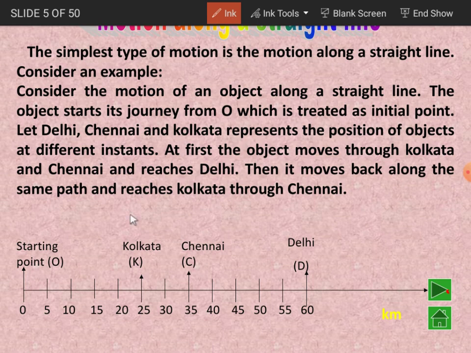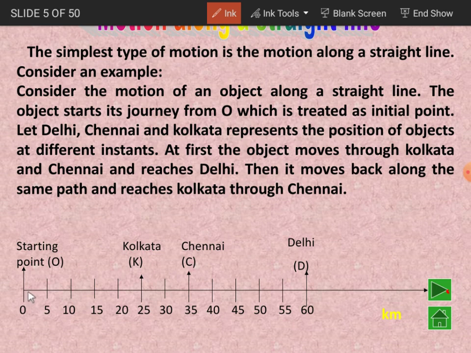Consider an object moving along a straight line, that means from left to right, and this mark 0 kilometer is the starting point, which will be denoted by O, and every segment is of 5 kilometer. But it is not to scale. Don't think that Kolkata is only 25 kilometer, or that from Kolkata to Chennai it is only 10 kilometer. This is not as per the scale. This is just for the sake of studying, so you think of it in that way.